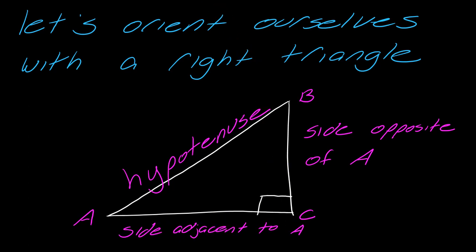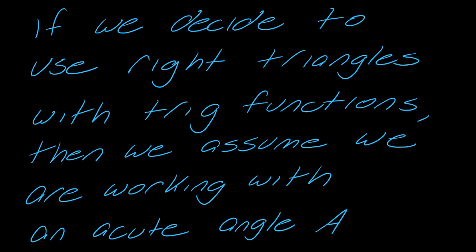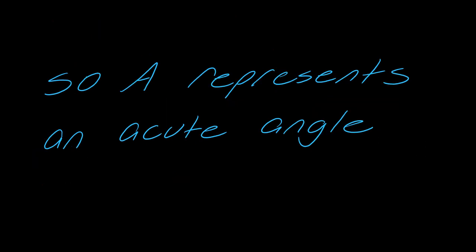So that's super important. And if we decide to use right triangles with trig functions, one assumption we make is that we are working with an acute angle A. So A is always going to represent an acute angle when we're talking about right triangles. The difference with standard position is that we don't have to have an acute angle. So that's kind of the difference.